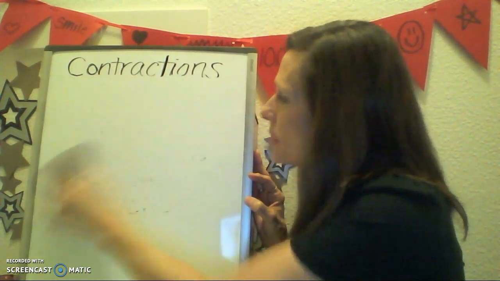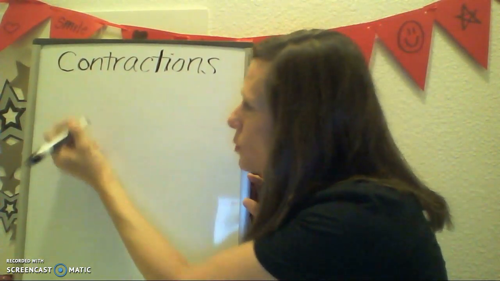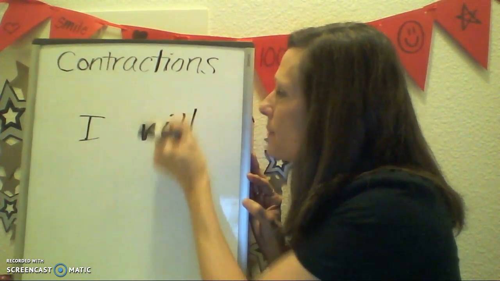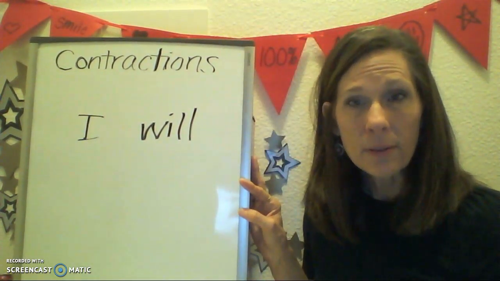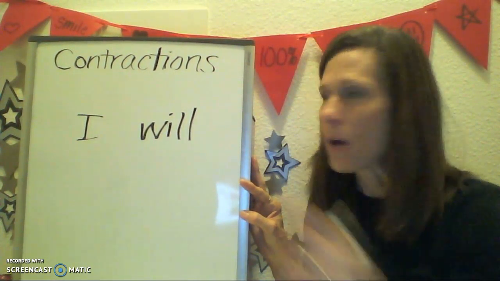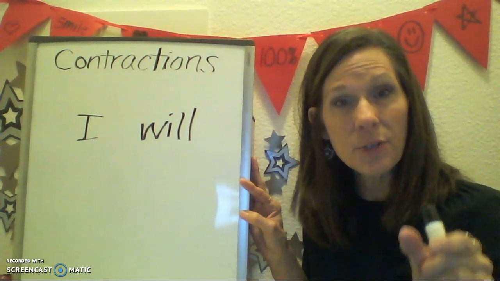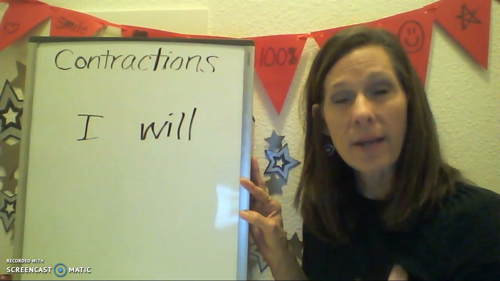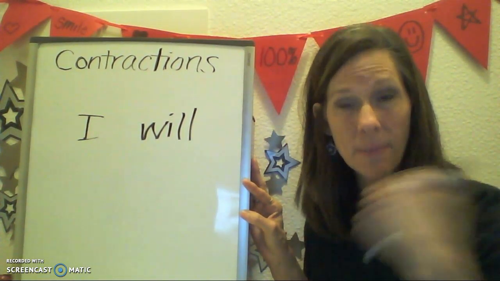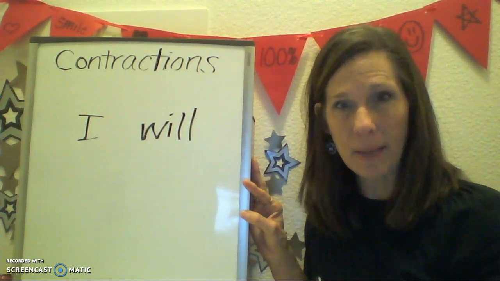Okay, so we know it's got to be two words. So let's go ahead and take these two words. I will. Okay, so I will fix dinner tonight. That's my sentence. Now I'm going to take my two words and I'm going to shorten them and turn it into a contraction. So whenever I do that, some letters have to be pulled out, right? And those missing letters will be replaced by an apostrophe.